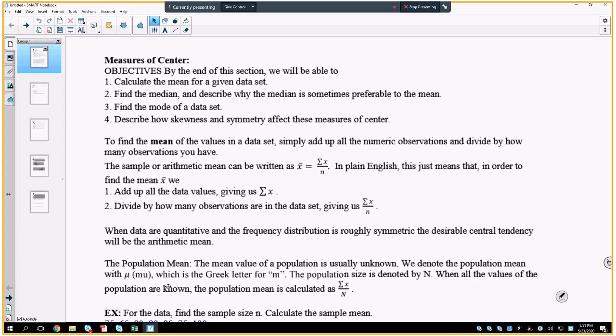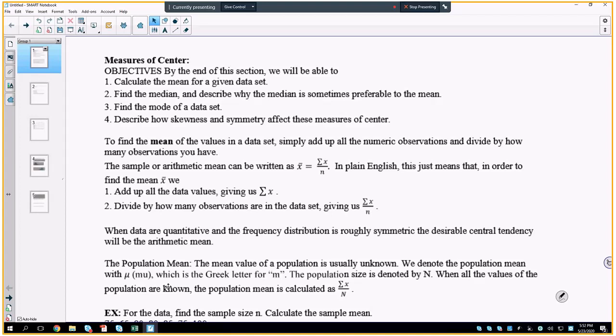So our first lesson in this chapter will be called Measures of Center. And we do have objectives for this lesson. By the end of the section, you should be able to calculate the mean for a given data set, find the median and describe why the median is sometimes preferable to the mean, find the mode of a data set, and describe how skewness and symmetry affect these measures of center.